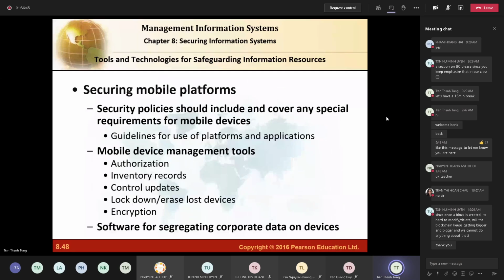For the mobile platform, they still have to secure it the same way that you secure your network or your computer or your laptop. So it will be the same thing. Okay, and this one actually is very important for the business.